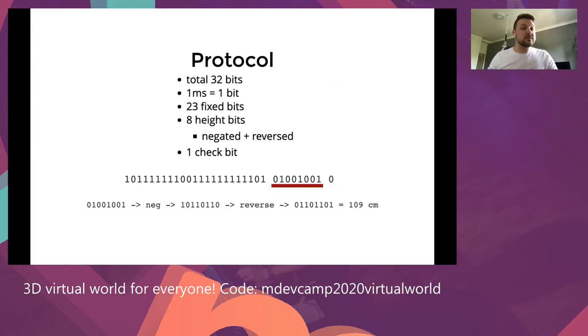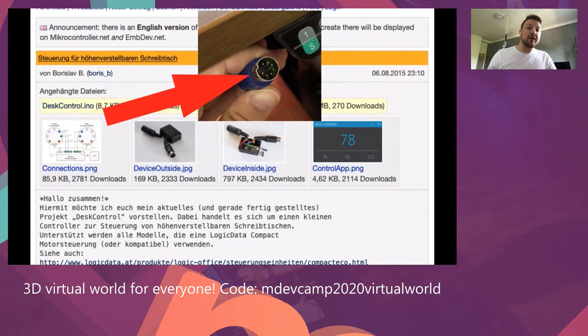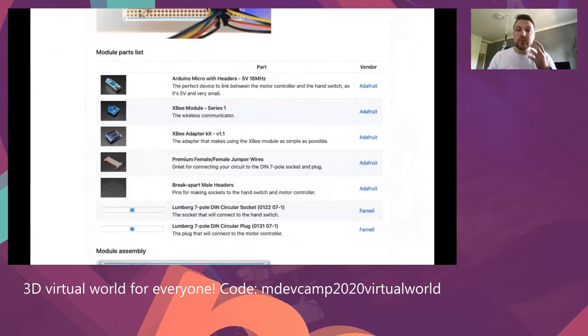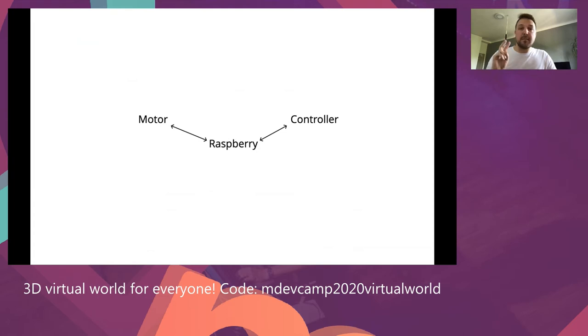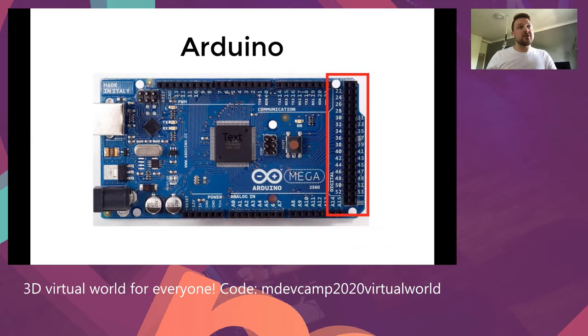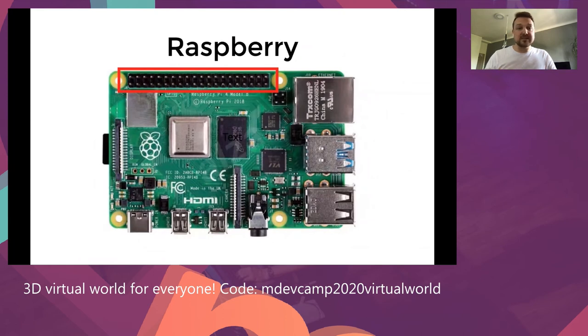And it turns out there was somebody who wrote an application in C# using Arduino and wrote a driver for this table. And somebody else took this driver and created almost what I wanted, a Raspberry Pi connected to Arduino using Zigbee protocol, and Arduino controlled the table. But as you can see, there are a lot of units you need. You need a Zigbee transmitter, Zigbee receiver, Arduino, a Raspberry. And there was even an issue in this project to simplify the project using Raspberry Pi only. And that's exactly what I wanted to do, to create this man-in-the-middle situation where the Raspberry would be in between the motor and controller. And Arduino, there are these pins which you can use to control the table. And on Raspberry Pi, they are the very same pins. So that's what I wanted to use.